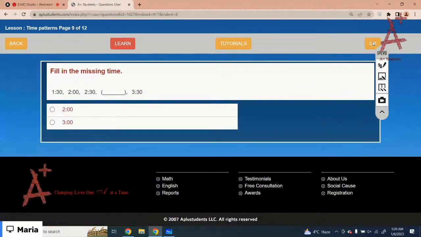Okay. Fill in the missing time. 1:30 to 2:30. So which is missing? It is 3. Got it? Very good. So the missing one is 3. Just select the correct option, then click on the OK button.